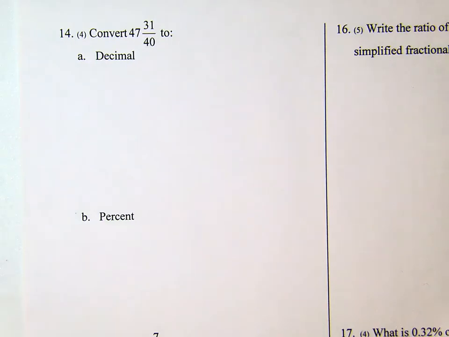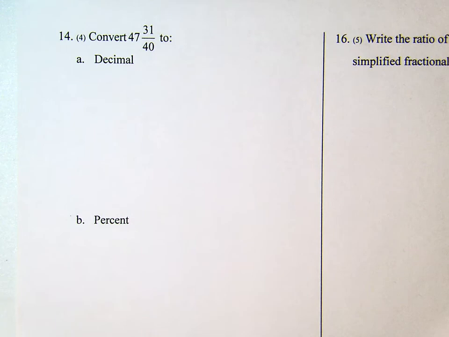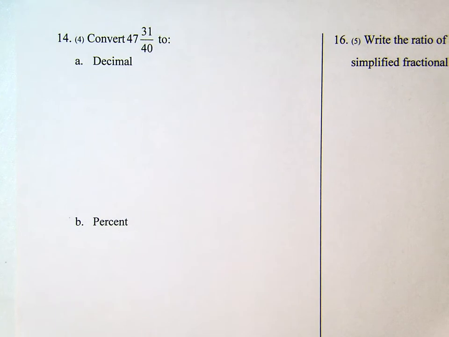The following is for 2011 Math 112 Test 3. In this video, I will do number 14 and number 15. Number 14, convert 37 31/40s to decimal.